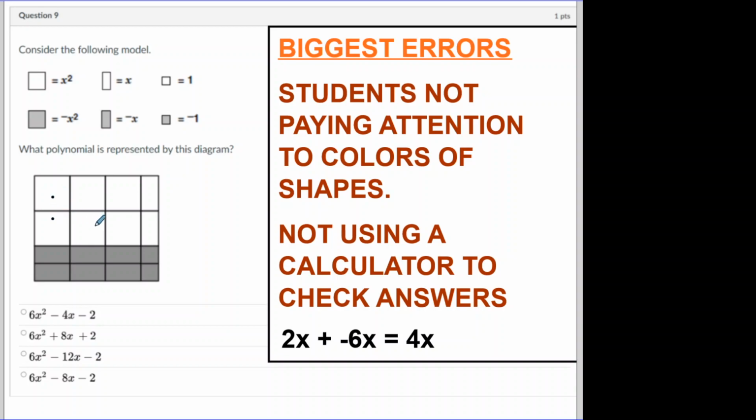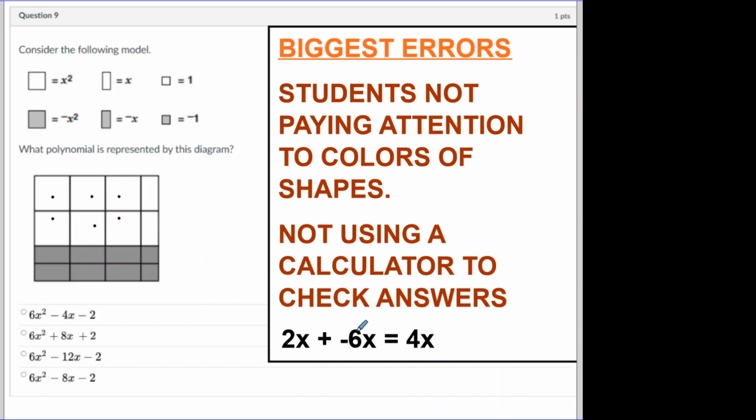Like, they were okay with the squares because there was only one type for that, so there's like 6 here. But then for these, people just got careless and said, like, there's 8 rectangles here. Or they didn't check carefully on their calculator, so we got 2, take away 6, because these are negative, and then coming up with the wrong answer for this. So just be very careful while you're doing this.